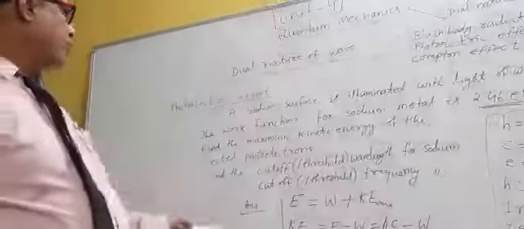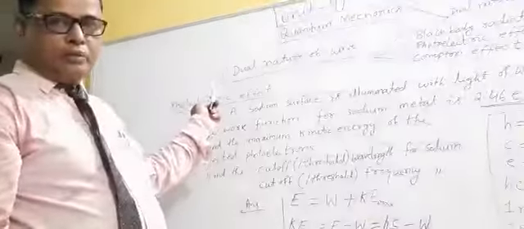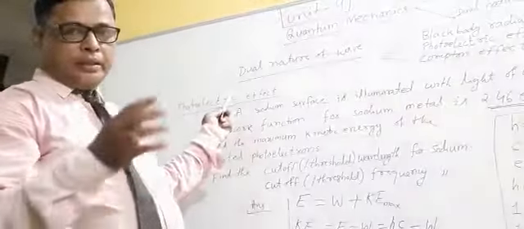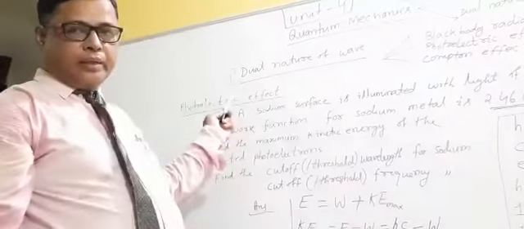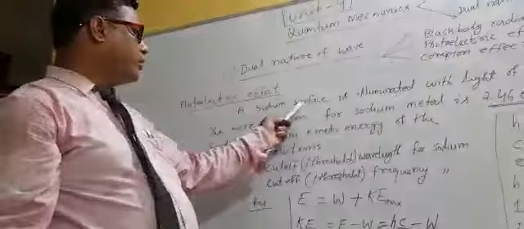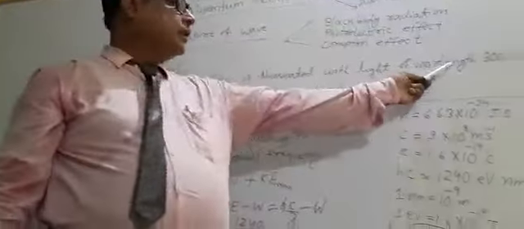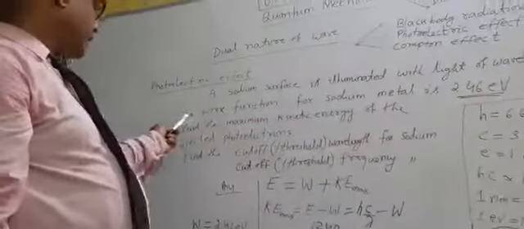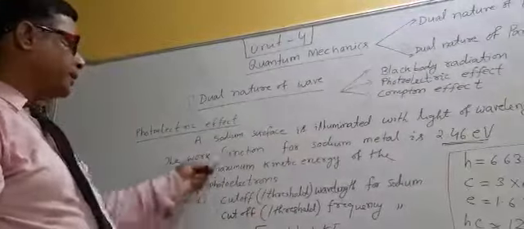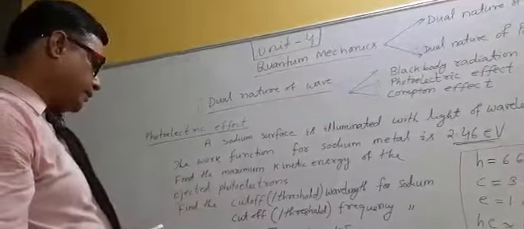So again I am repeating the problem. It is the problem of photoelectric effect. Everybody knows what is photoelectric effect: the phenomenon where electrons are ejected from a metal surface when light of suitable wavelength is incident upon it. So here the sodium surface, sodium is a metal surface, is illuminated, meaning light is incident, with 300 nanometer wavelength. Then the work function for sodium metal is 2.46. The work function is given. So you have to find the maximum kinetic energy and cutoff wavelength.